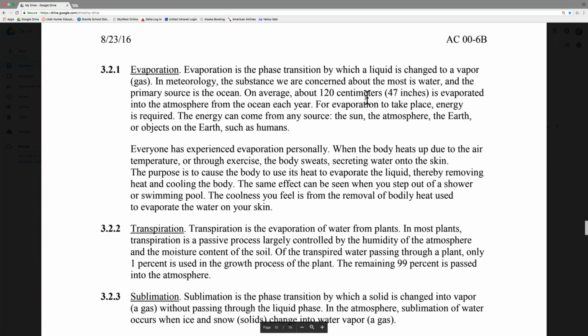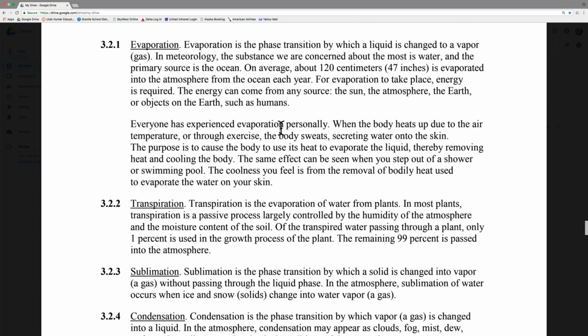So evaporation, it's when the water turns from a liquid to a gas. Kind of interesting, on average about 120 centimeters or 47 inches is evaporated into the atmosphere from the ocean each year. So that's pretty interesting how that works, huh? So the energy can come from any source: sun, atmosphere, earth, even humans.